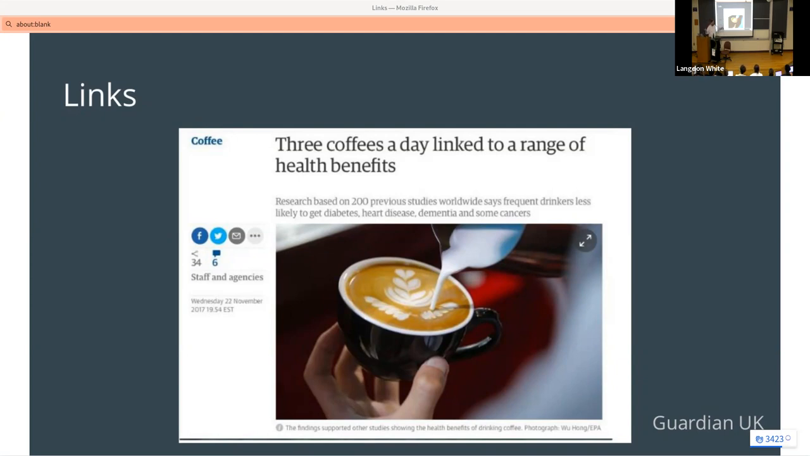But now everybody wants to drink coffee, or have an excuse to drink coffee, right? So three coffees a day is linked to a range of health benefits. And so what might we think about this in the sense of, okay, so it's linked to, what would that mean to you? Go ahead. So they have to prove the causation between the two. Okay, so it could be that there's a causal relationship, okay?